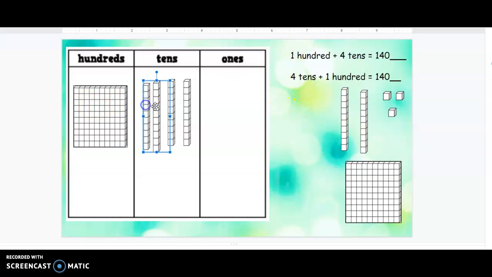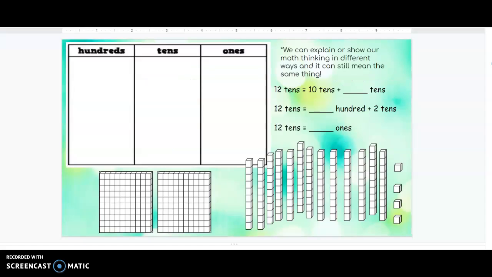100, 4 tens, right here, is the same thing as 140. You can flip it around and say 4 tens plus 100 equals 140. So either way you write it, it makes the same number. It's the same amount. Let's do another one together.